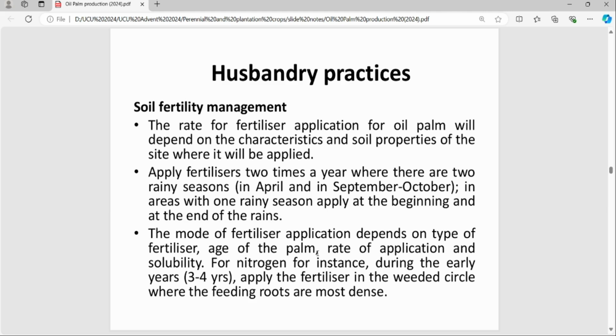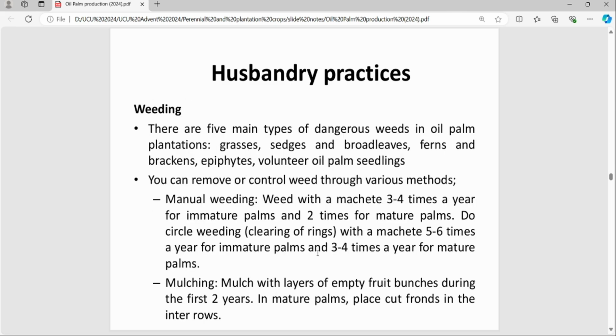And the mode of application, basically most people use ring application, but you should depend on the age of the palm tree, on the rate of application, how much you have to apply, the solubility of the fertilizer you're using, and many other factors. So for example, if it is nitrogen fertilizer, when a plant is between 3 to 4 years, you can apply in the weeded area, the weeded circle, which is the ring method, around the plant on the root zone, where we expect most of the roots to be.